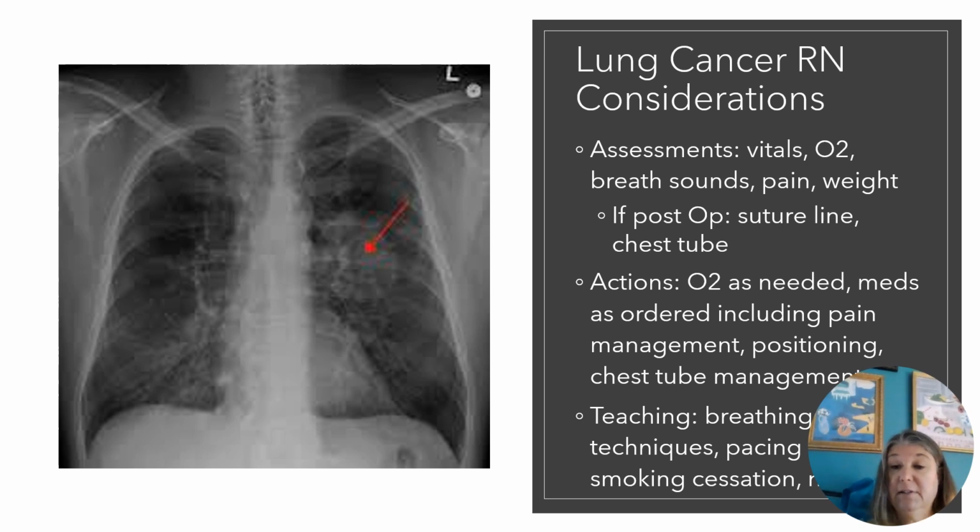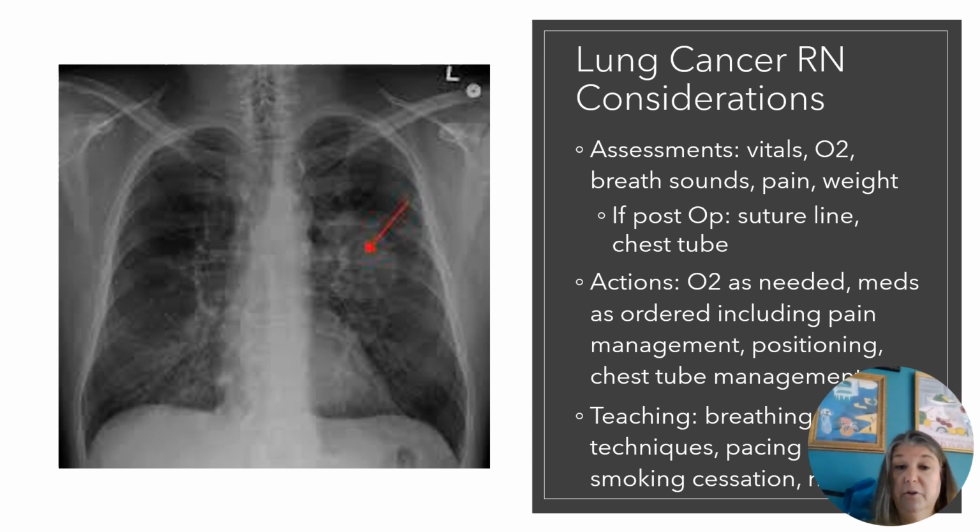So our assessments, same old, same old. O2, temperature, breath sounds, cough. We're gonna ask about pain. We're gonna talk about appetite and weight loss. If it is post-surgical, we're going to talk about what that suture looks like. Watch for signs of infection. Maybe they have a chest tube. What does that drainage look like? If you are managing chest tubes, that is above our pay grade right now. That is an ICU situation. If you are curious, that's chapter 27, but that is above our pay grade.